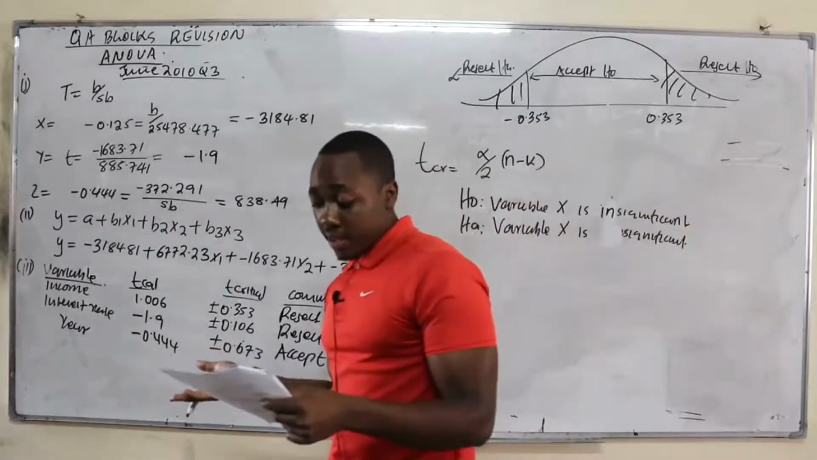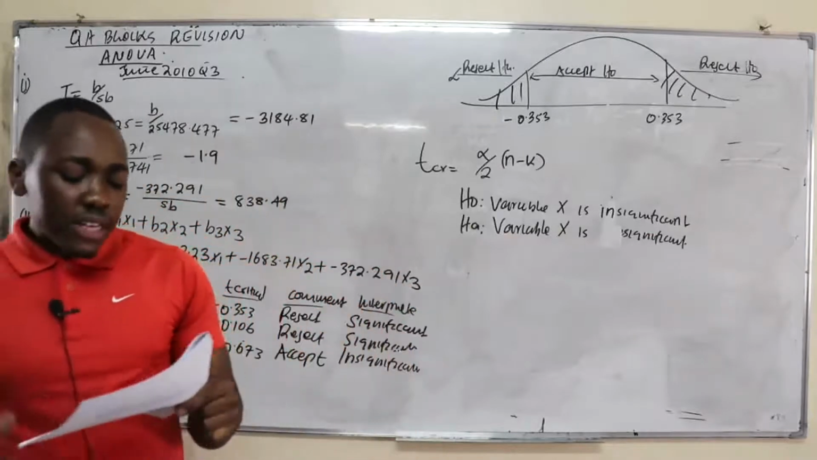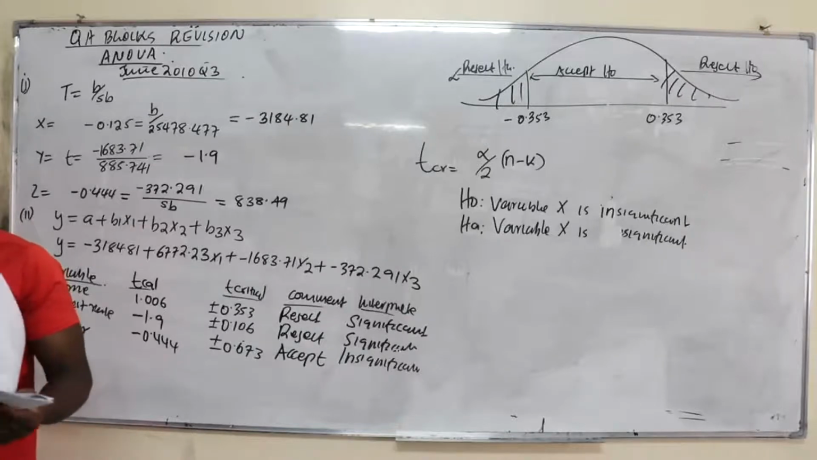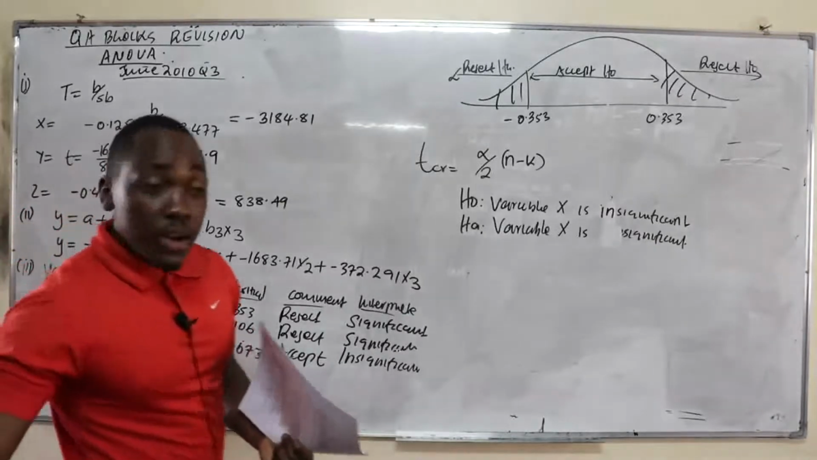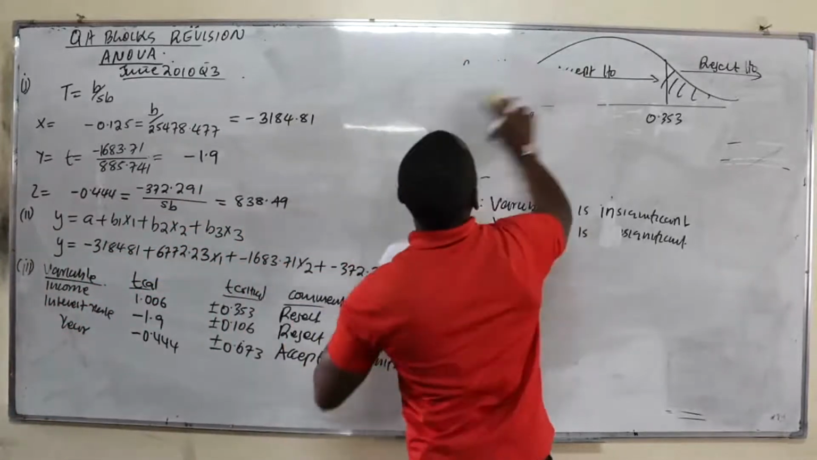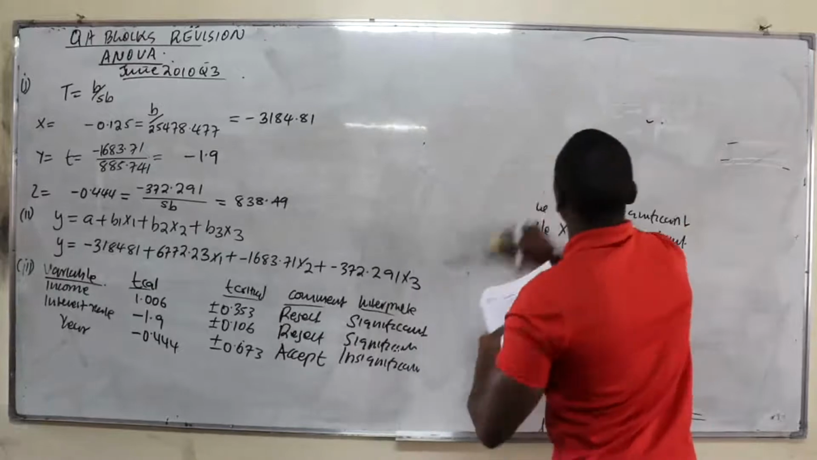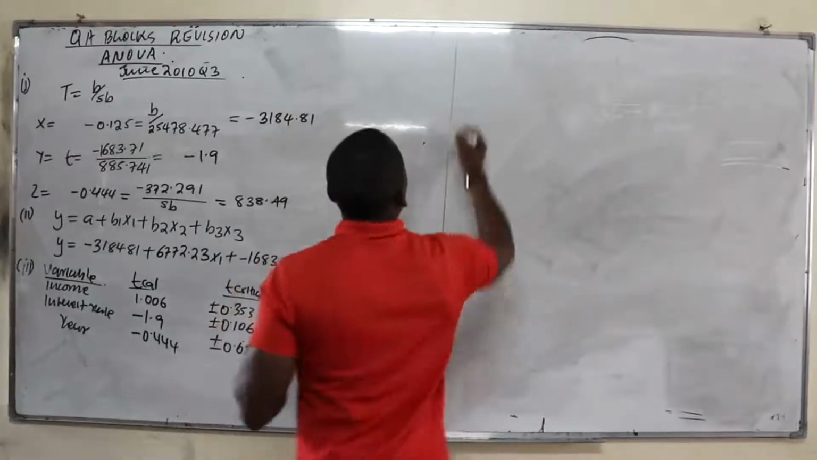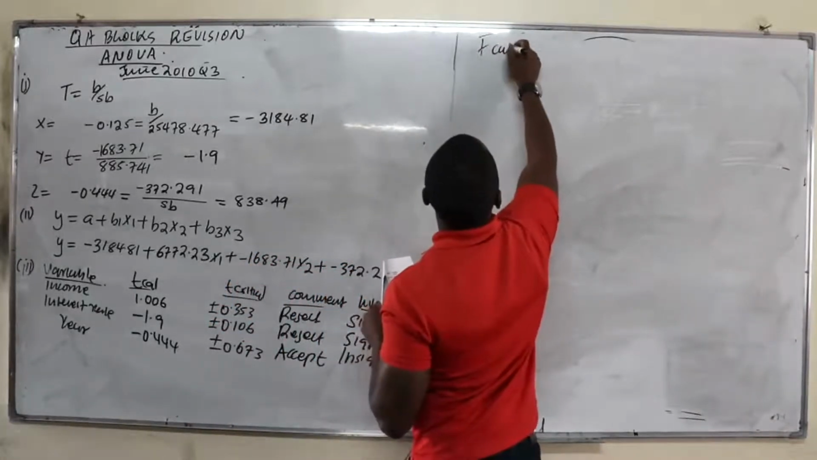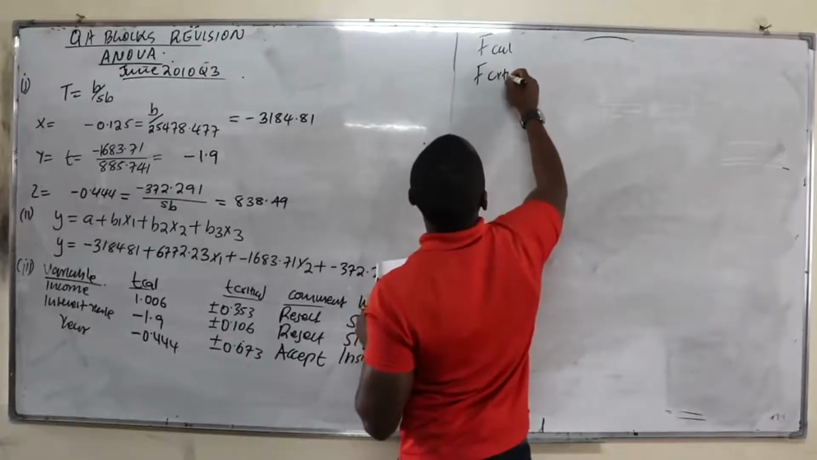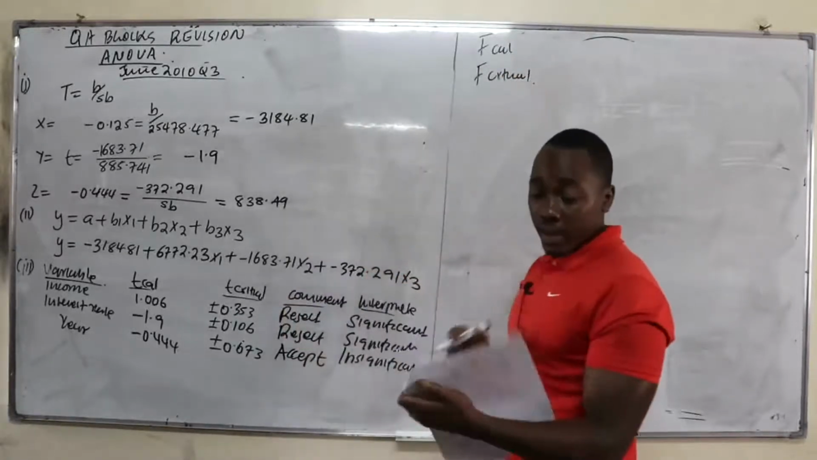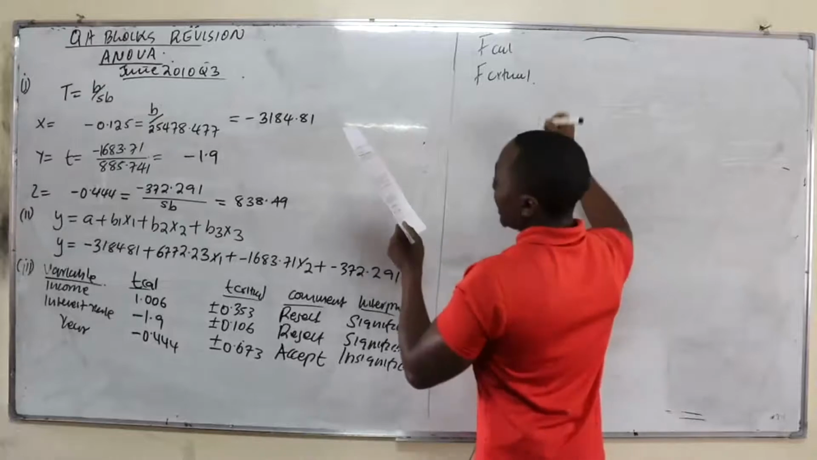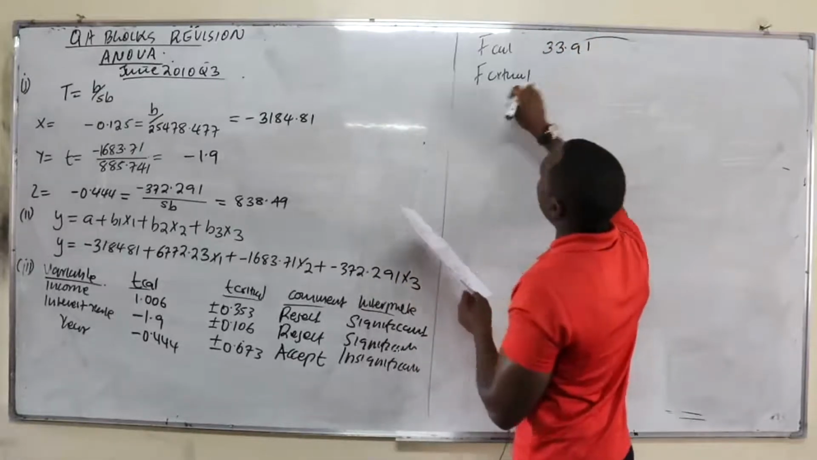Number 3, you have answered everything. Number 4, with reference to the answer in B3 above, advise the management on the suitability of the model. Is it suitable? Is it not suitable? We have said that for suitability we use what? Good, F. Let's go to the Anova table. In our Anova table, we will be comparing F calculated against F critical. F calculated is how much? That 3.91. What about F critical?